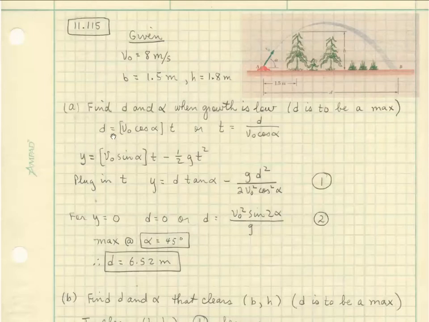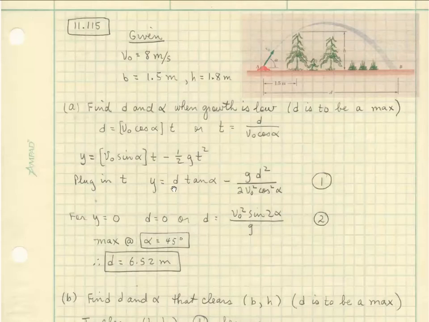We can look at x equal to v naught cosine alpha times time. That's the initial velocity in the x direction times time. X is going to be my d. And we solve for t out of that. We get d over v naught cosine alpha. We're going to plug it into the y motion equation just like we've done in class and other problems.